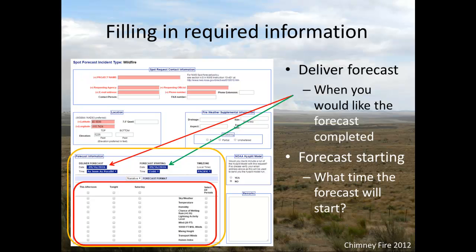Now let's look at the forecast information area shown above in the orange box. The Deliver Forecast section is when you would like to see your forecast completed and sent to you. Meanwhile, the forecast starting date and time is the period of time you would like to see your forecast cover. For example, let's say you're on a wildfire and you're planning the next day's burnout, which is a Tuesday, and it is currently Monday afternoon.